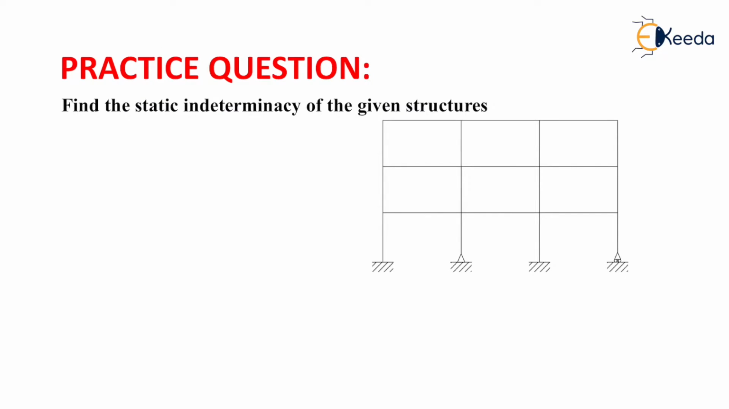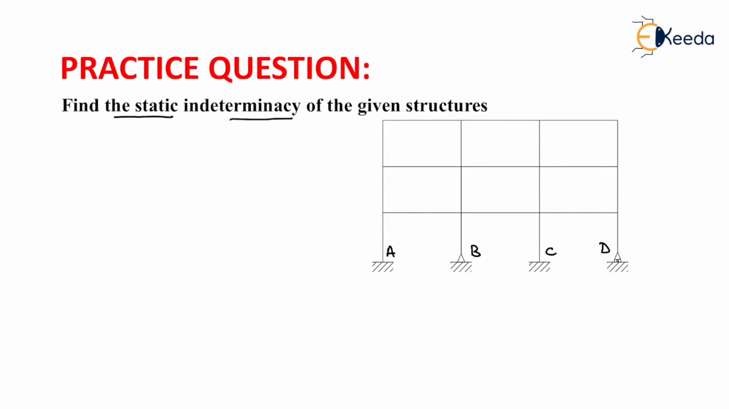The question is written here: find the static indeterminacy of the given structure. The structure is shown on your screen. We just write the name of all the supports, that is A, B, C and D. At supports A and C, fixed supports will be present, at support B, a hinge support will be there, and at the last support D, a roller support will be present.